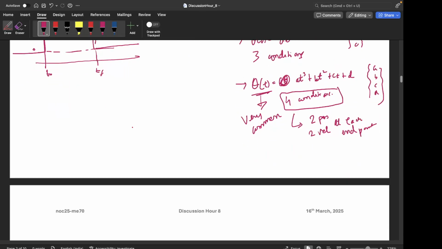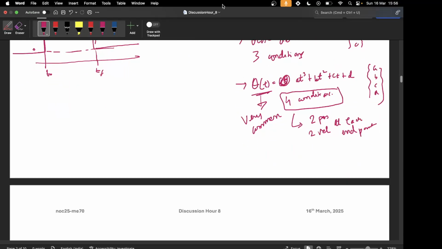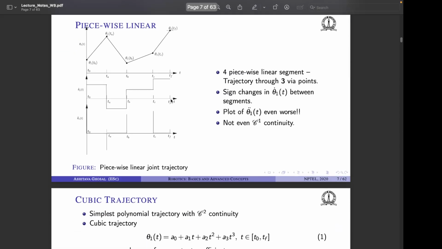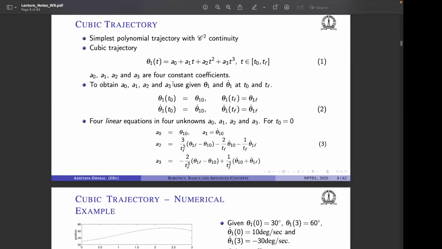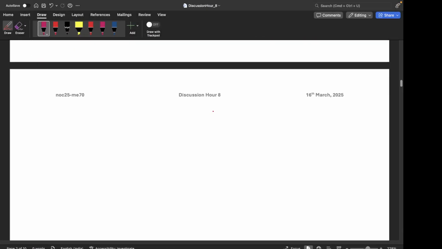So let's go into depth of the cubic profile. Right, so theta t, a different notation is being used here: a0 plus a1 t plus a2 t square plus a3 t cube, with t belonging to t0 to tf. And we have these four conditions that are known: the starting position is known, the ending position is known, the starting velocity is known, and the ending velocity is known. So we have four unknowns, and we can get four equations, as you will see right now.